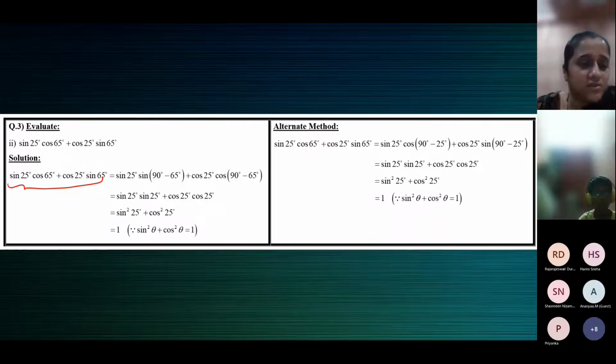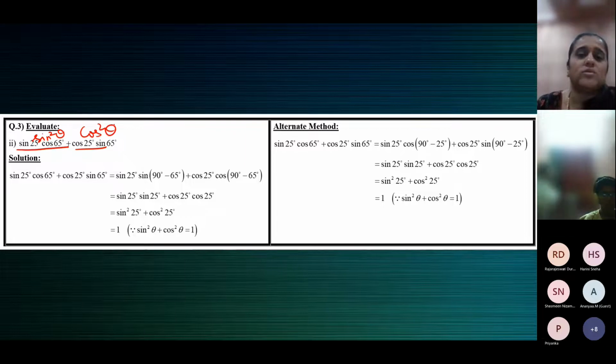So see here, this is sine 25. You're working your plan. You're executing your plan. Your plan is this one. This one should be made to look like sine square theta, and this one as cos square theta. So if you have sine 25, you should have into sine 25. Then only it will become sine square 25. If you have cos 25, again another cos 25. Then only it will become cos square 25.